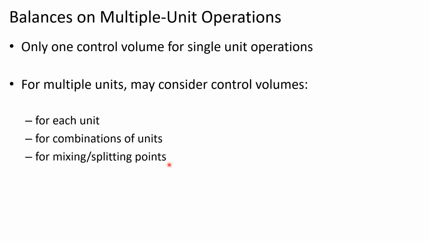You can also draw control volumes for mixing and splitting points. The goal is going to be to identify a control volume for which we can solve for the unknowns inside that control volume using our conservation of mass equation, and ultimately solve for all of the unknown flows or amounts and compositions for the whole process. The procedure we're going to follow for each control volume is the same as what we've talked about already. It's just that inside the control volume, there may be more than one unit operation.